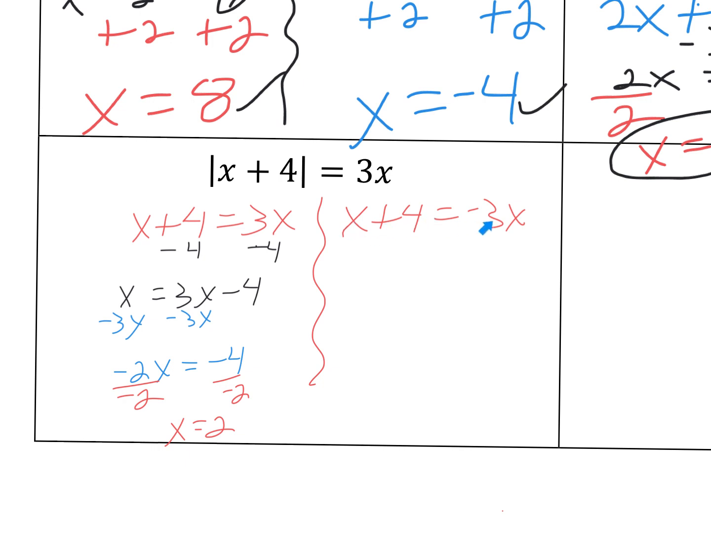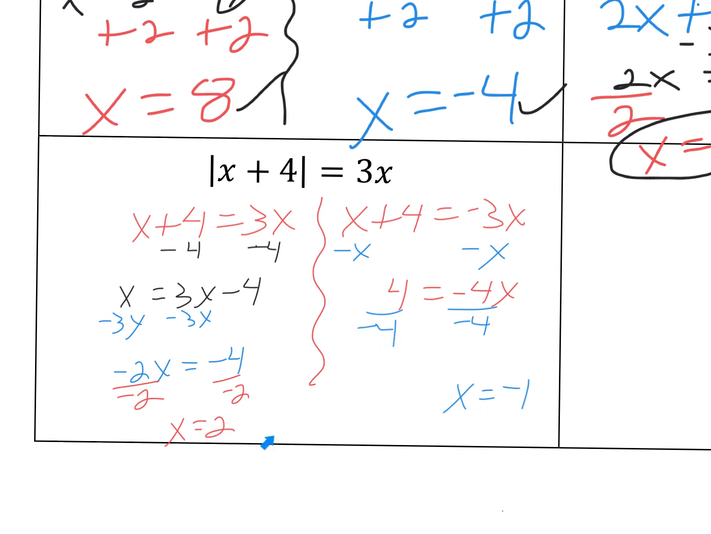So x plus 4 equals negative 3x. Again, if you wanted to just move your x to the other side and work it out that way, you could subtract x from this side and subtract x from this side. Now we end up with an equation that says 4 equals negative 4x. And then we divide by negative 4. And you can see that x equals negative 1 when I divide 4 by negative 4.